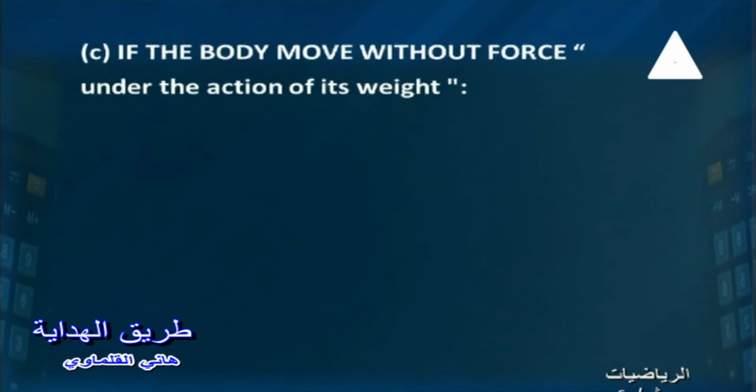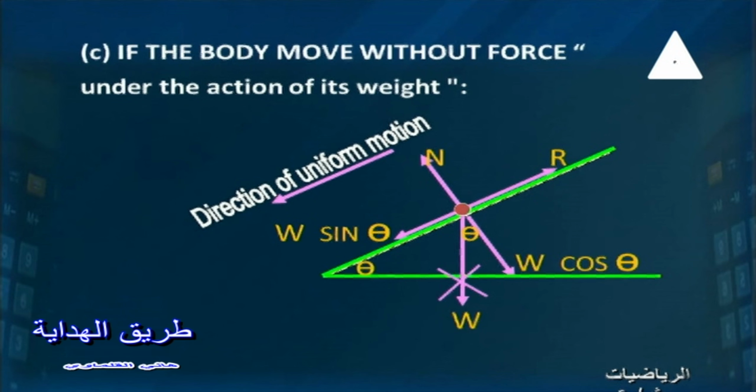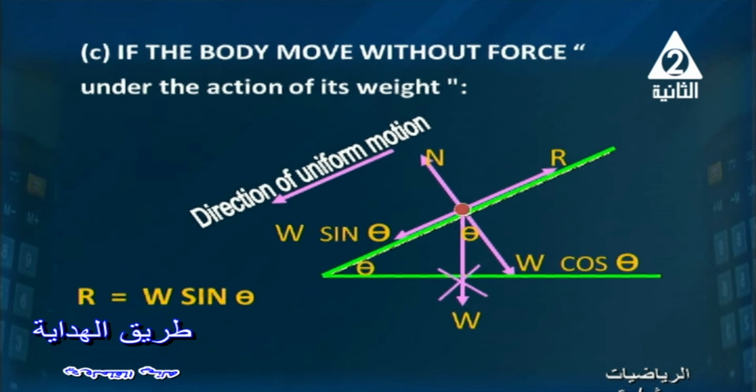The last case: if the body moves without force, under the action of its weight only, then the resistance is in the direction of the line of the greatest slope upwards, or in the opposite direction of the motion. And we have the two equations: R equals W sine theta and N equals W cosine theta.